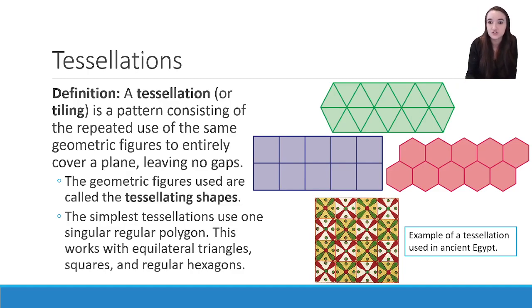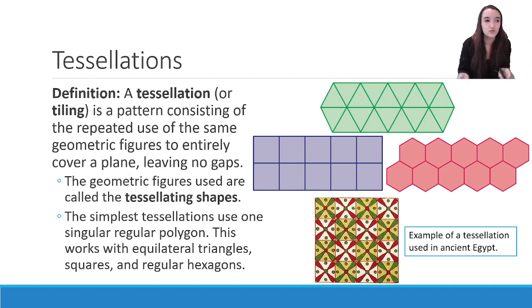But tessellations have been around since ancient times. Like here is an example of one from ancient Egypt. Tessellations are how we make mosaics, how we make, again, the tiling on your floor. You see these in everyday life all the time.